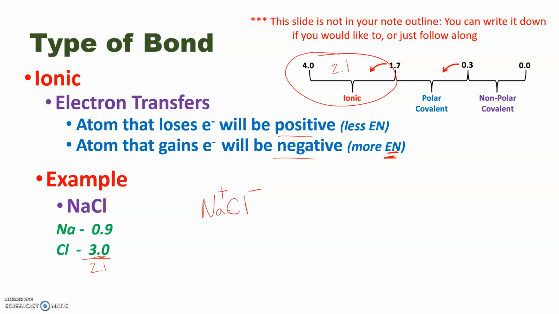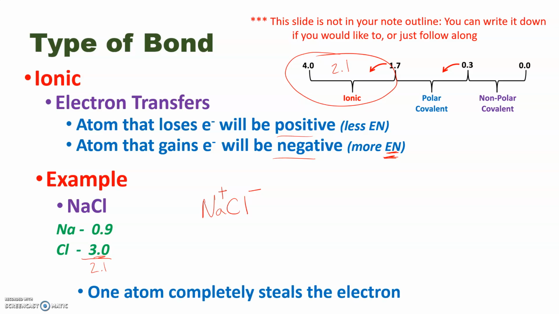You do not have to put the magnitude of the charge. Is it +1, +2, +3? Just put plus and minus. That's all I need. So remember, in ionic, one atom will completely steal the electron. So now we have full charges, not partial charges.